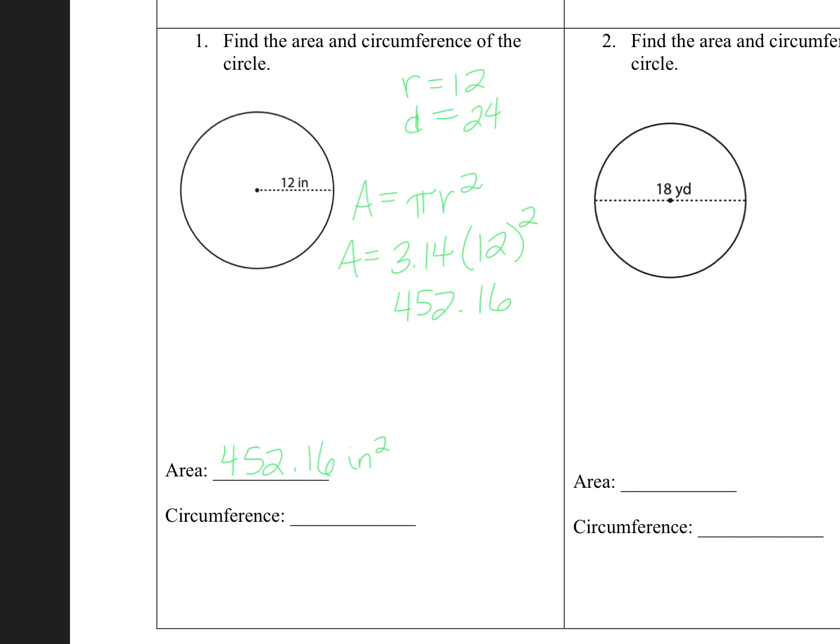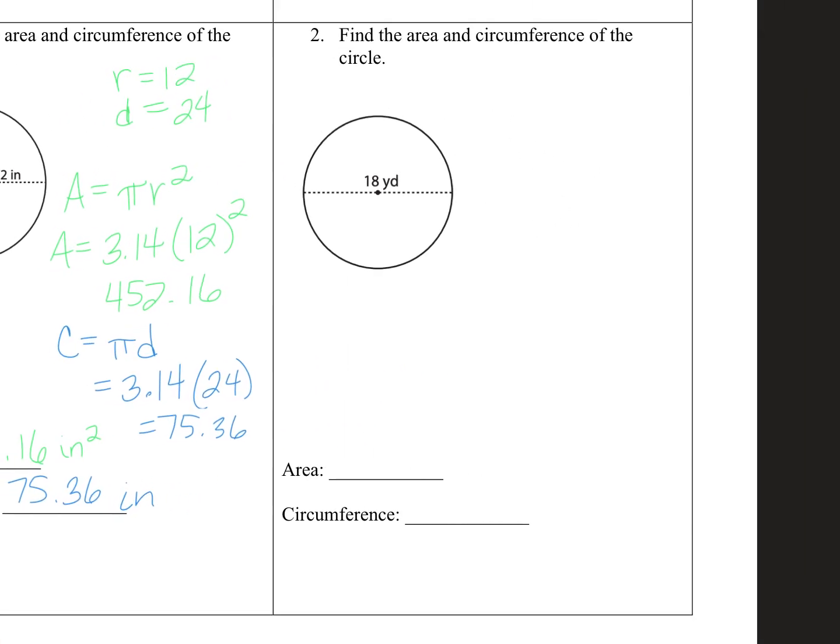So for the circumference equals pi times diameter. So that's 3.14 times, what's the diameter? 24. So in your calculator, you type 3.14 times 24 equals, and you get 75.36 inches. It is not squared because it is simply the distance around the circle. Like if you ran around a pond, you've gone a distance.